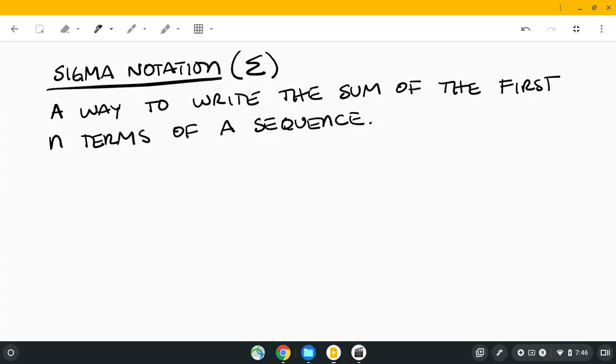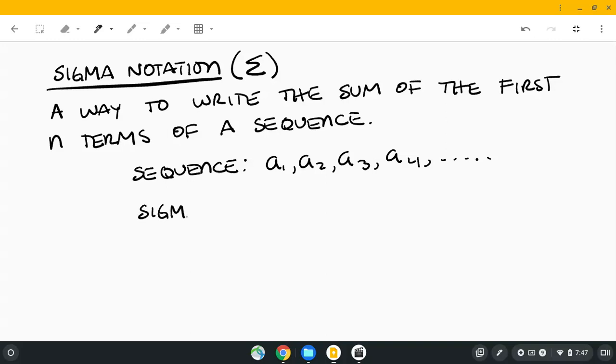Okay, so if I have this sequence here, you have your first term, your second term, your third term, your fourth term, etc., right? Then you can use your sigma notation, and I'll go over what each of the pieces mean. But sigma notation would be this, which means you're going to be taking the sum.